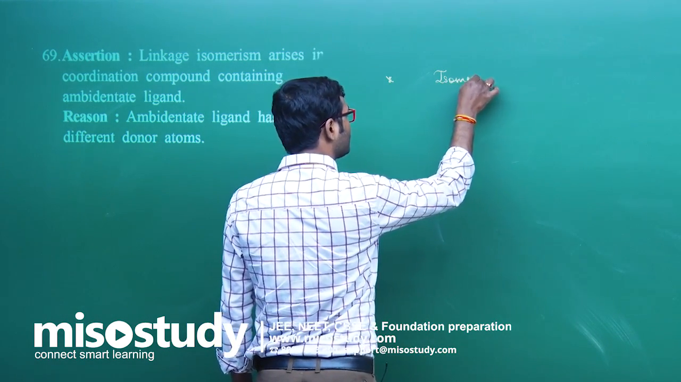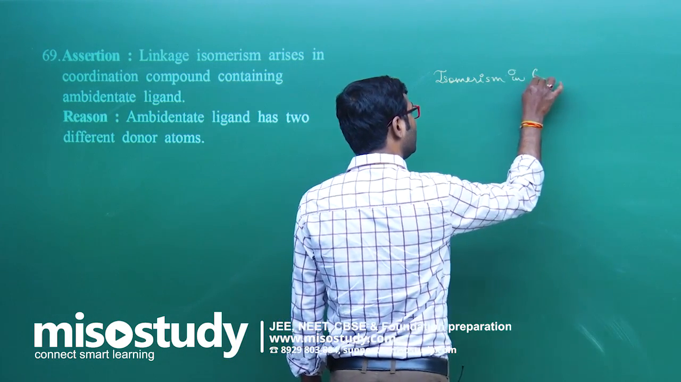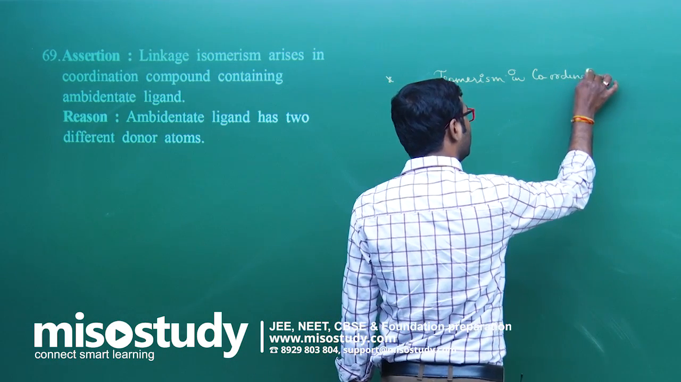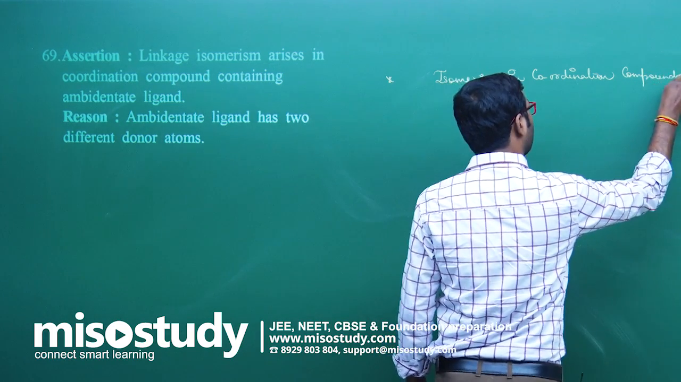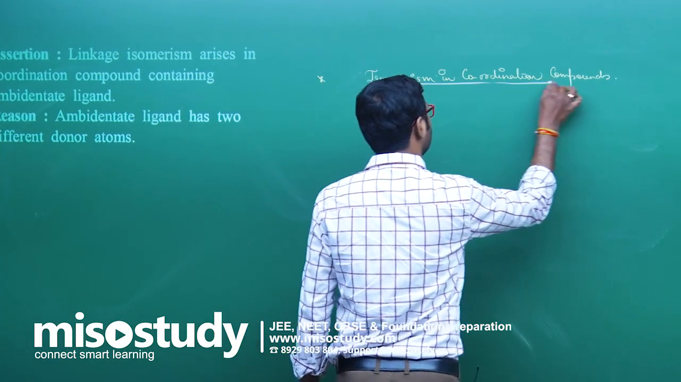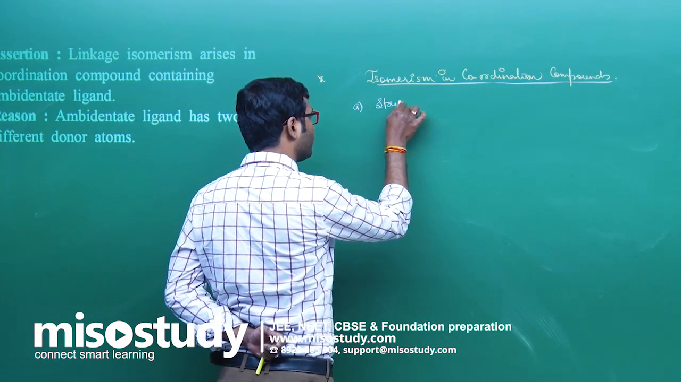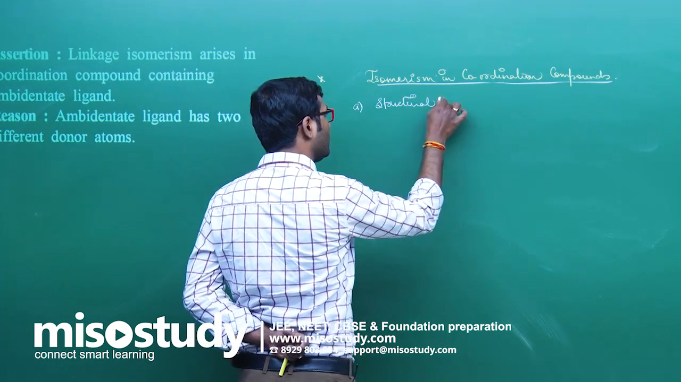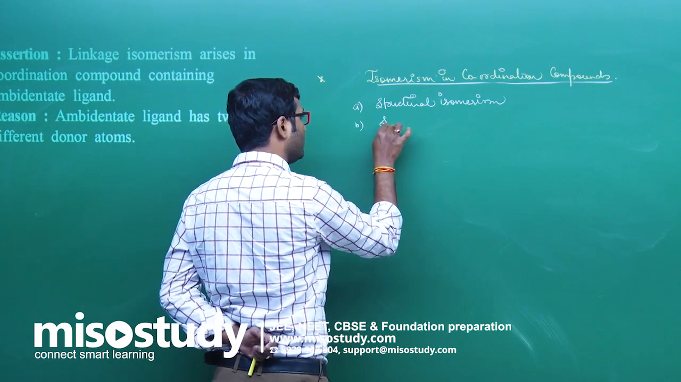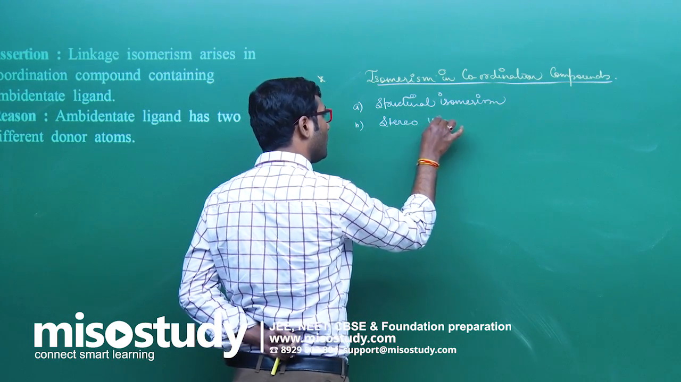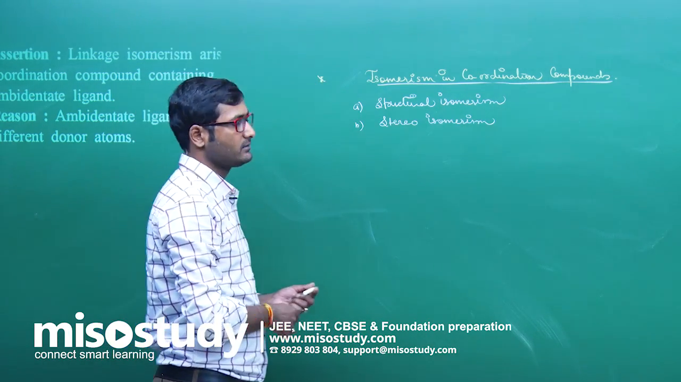We know isomerism in coordination compounds. Again I am repeating, isomerism in coordination compounds. First one is structural isomerism. And the second one is stereoisomerism. Okay, structural isomerism and stereoisomerism.